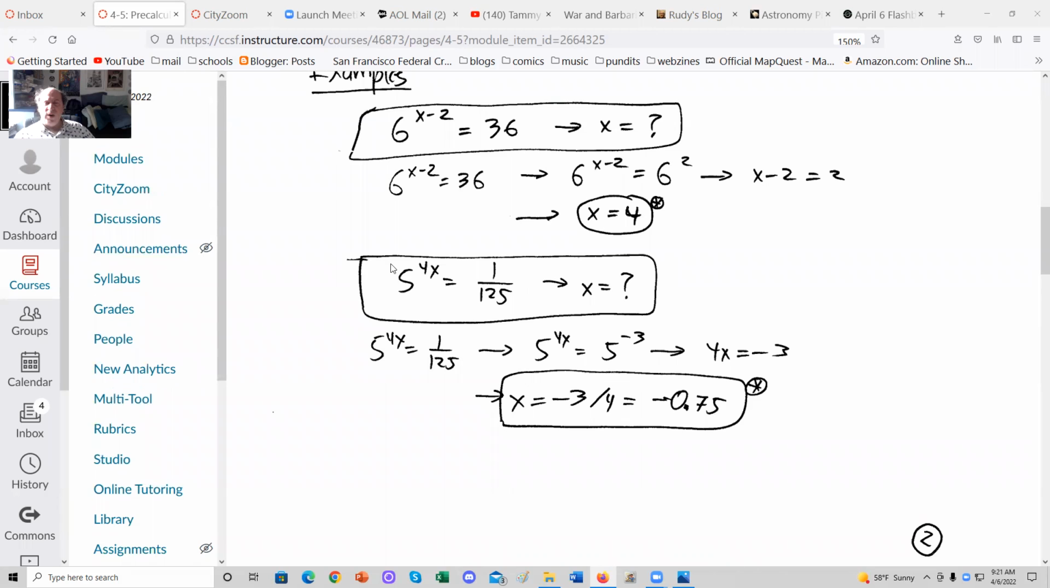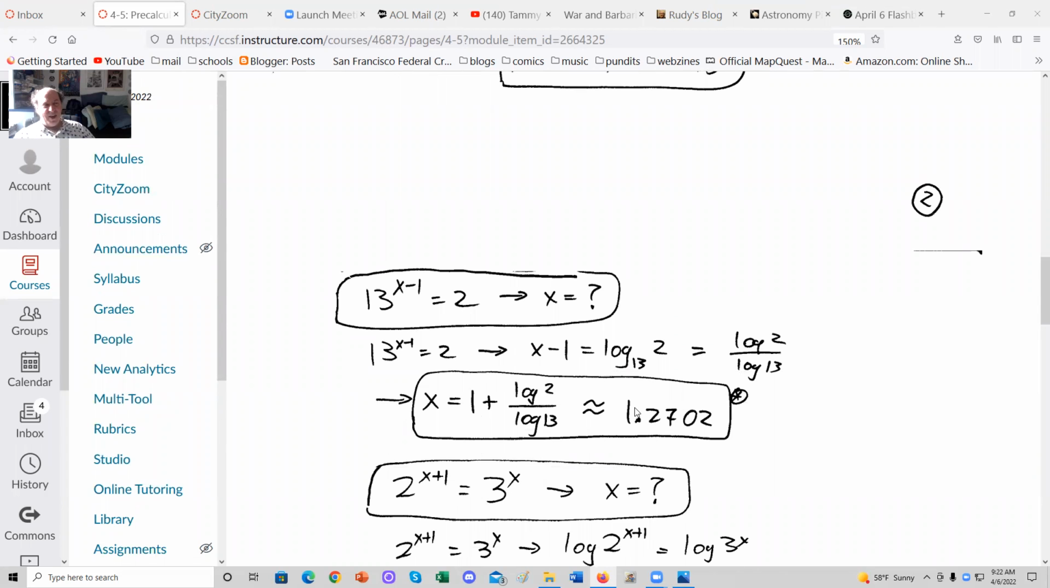Here's 5 to the 4x is 1 over 125. What's x? 1 over 125 is 5 to the negative 3. So 5 to the 4x equals 5 to the negative 3. Therefore, the powers are equal. 4x equals negative 3. So x equals negative 3/4, negative 0.75.